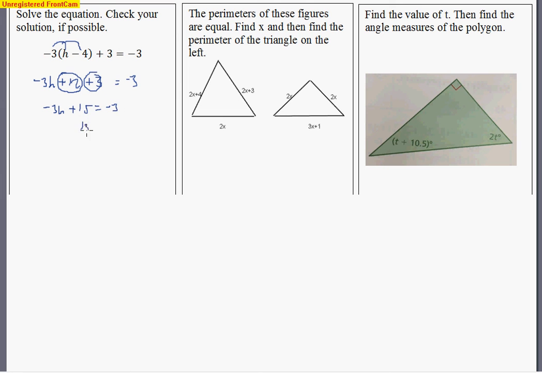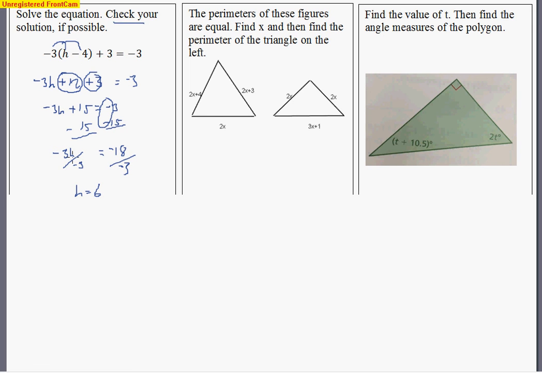And now I'll do the opposite operations. So when I do that, notice how we have the same sign there. So I end up having to add, and I get negative 18 equals negative 3h. And I divide by the negative 3, and the signs switch. H is 6. And so they say to check.